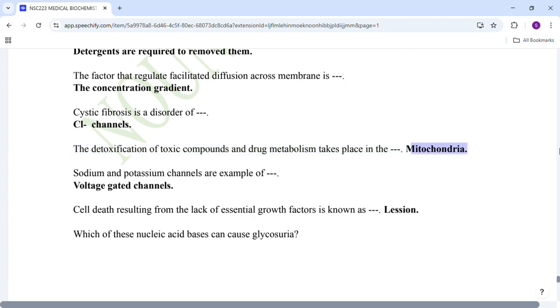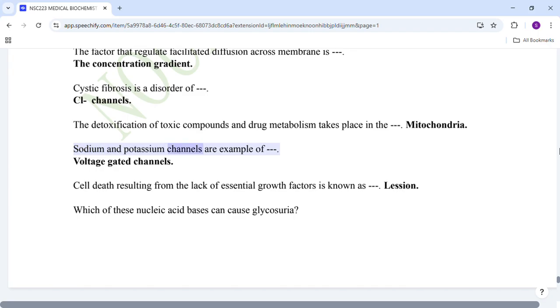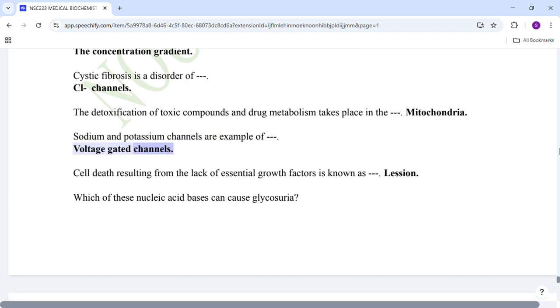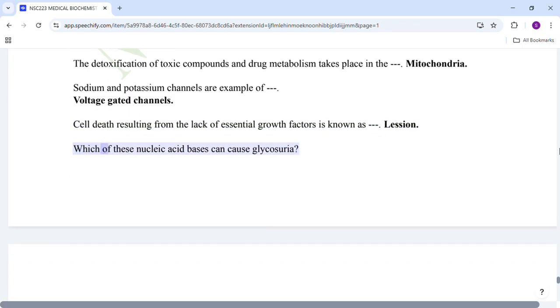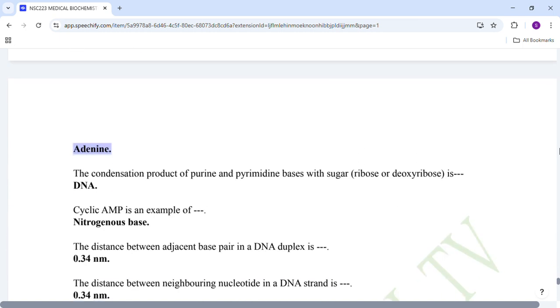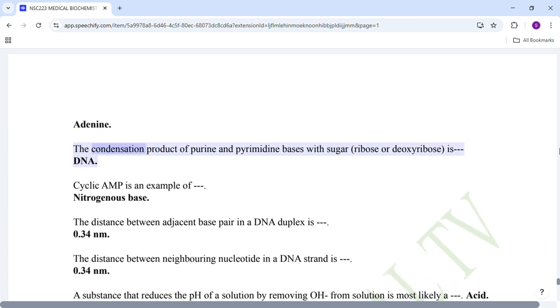Mitochondria. Sodium and potassium channels are examples of dash dash. Voltage-gated channels. Cell death resulting from the lack of essential growth factors is known as dash dash. Lesion. Which of these nucleic acid bases can cause glycosuria? Adenine. The condensation product of purine and pyrimidine bases with sugar, ribose or deoxyribose, is DNA.